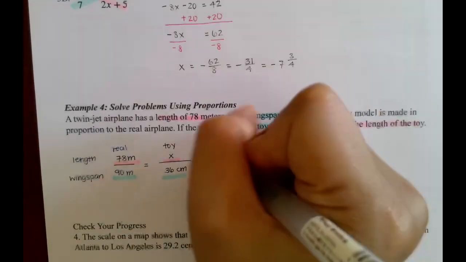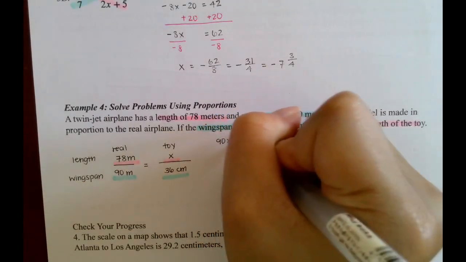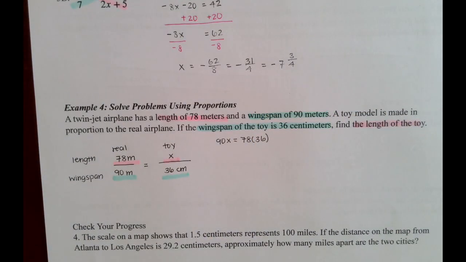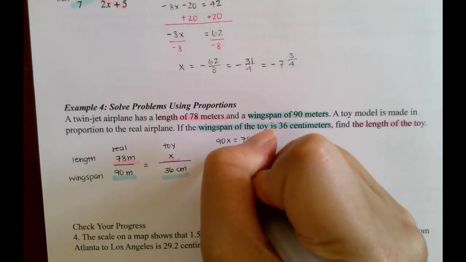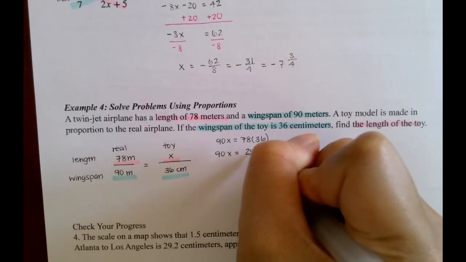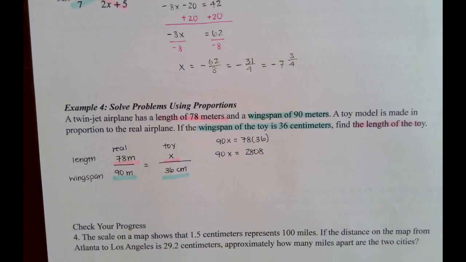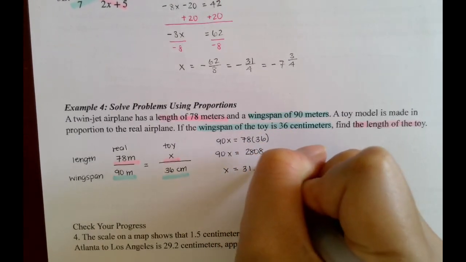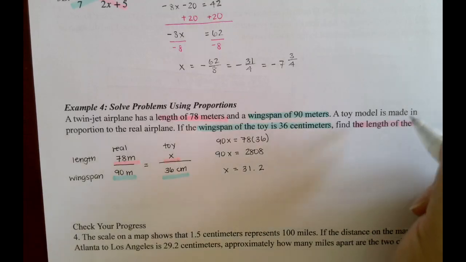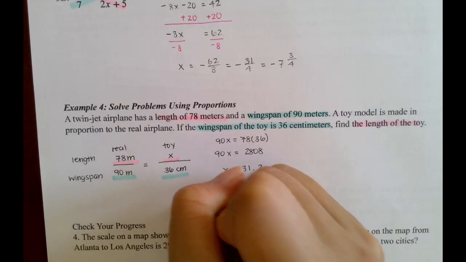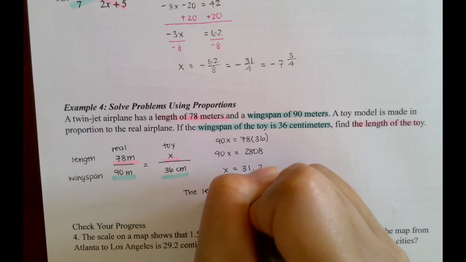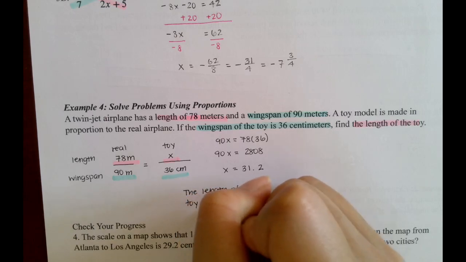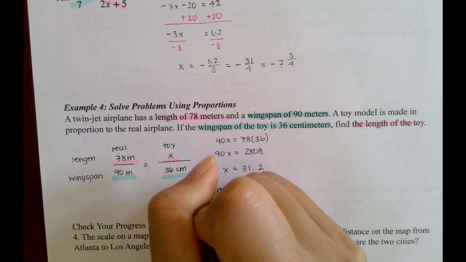So 90 times x is 90x equals 78 times 36. 78 times 36 is 2,808. I'm going to divide by 90 on both sides, and I get 31.2. And so what that means is the length of the toy is 31.2 centimeters. Okay.